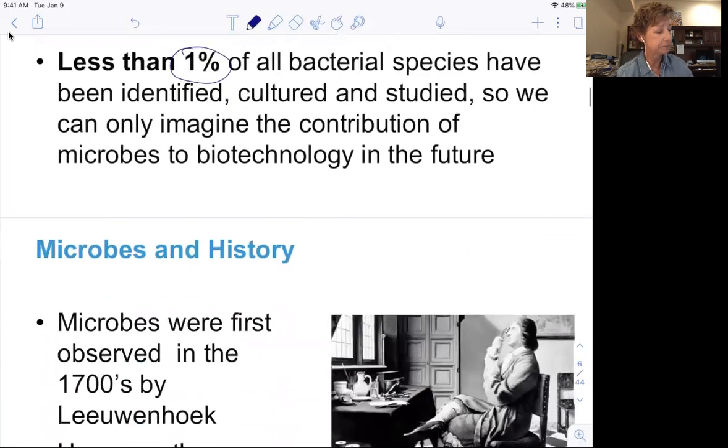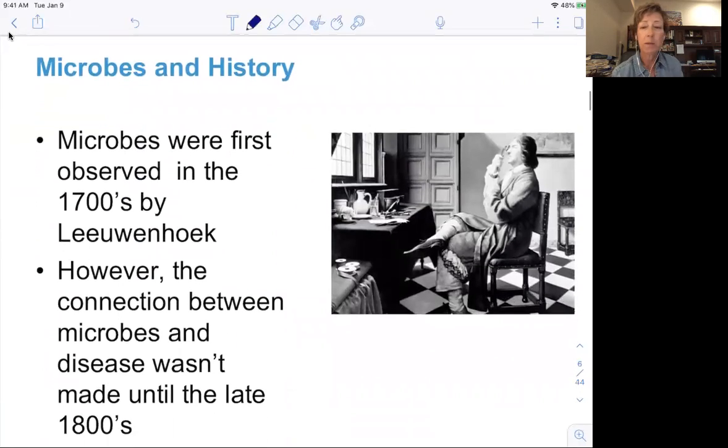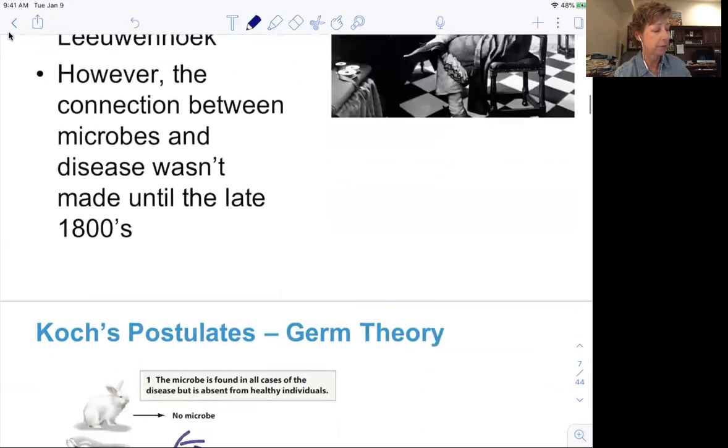So we didn't even know about microorganisms until the 1700s, and Leeuwenhoek is known to have made the first microscope and actually recorded his observations. So he recorded bacteria and protozoa in a variety of environments, from his own body and things he collected in the environment. But it wasn't until at least 100 years or more later that the connection was made between specific microbes and disease. And that was a pretty important breakthrough.